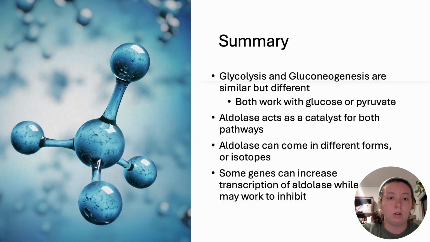So overall, glycolysis and gluconeogenesis are similar but different, but they both work with glucose or pyruvate. Aldolase acts as a catalyst for both of the pathways, and aldolase can come in different forms, also known as isoforms. Some genes that we saw can increase transcription of aldolase, while others may work to inhibit.